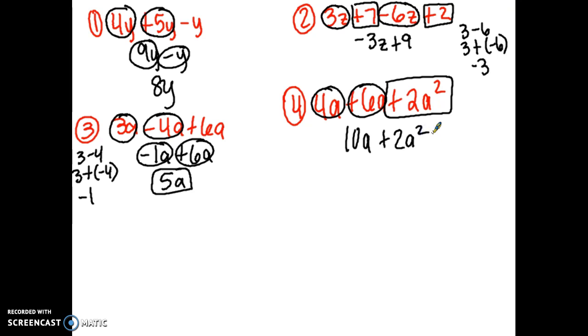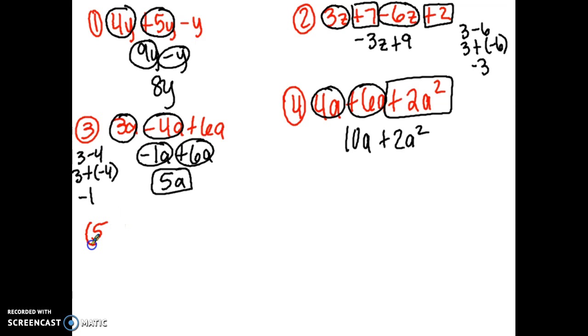Do not distribute this exponent to the coefficient. This exponent only goes to the variable. You will know that your exponent goes to the coefficient if your term is in parentheses and then the exponent is outside of the parentheses. Then you would use distributive property to distribute it to the coefficient and the variable. But if it's written like this, where it's just right beside the variable, then a, your variable, is the only thing that's squared. Do not distribute that to the coefficient. You will get it wrong.